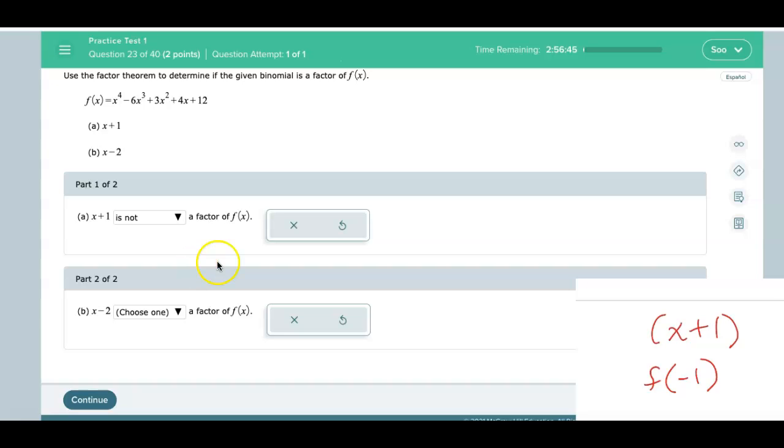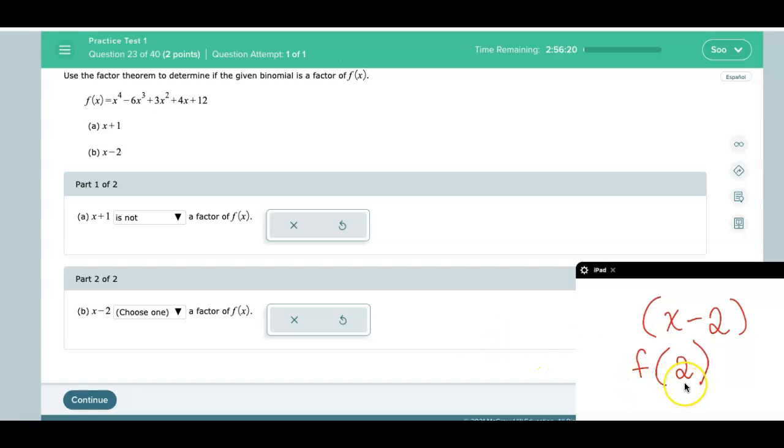Okay, next one. They want us to now test if x minus 2 is a factor. Well, what we can check is f of 2. We can plug in the potential 0. We can plug in 2 into the function and see if that gives us the function value of 0. If it does, we're going to say 2 is a 0 of this polynomial. Therefore, x minus 2 is a factor.